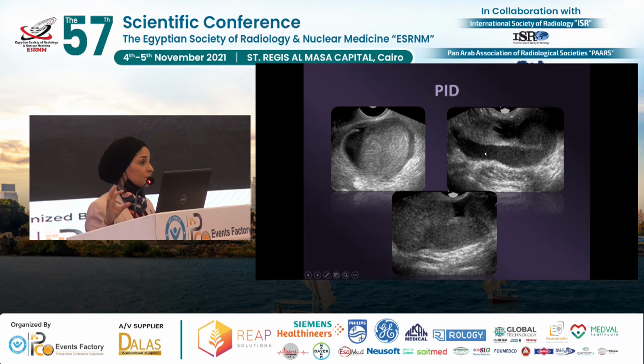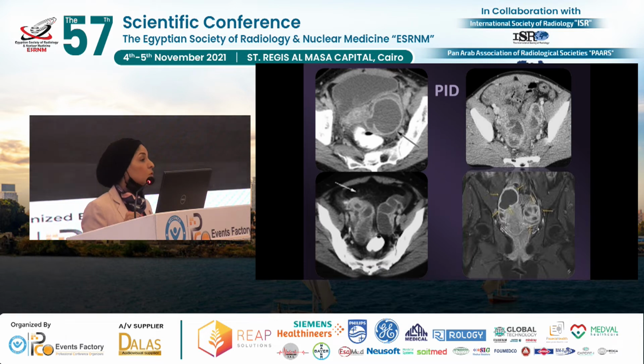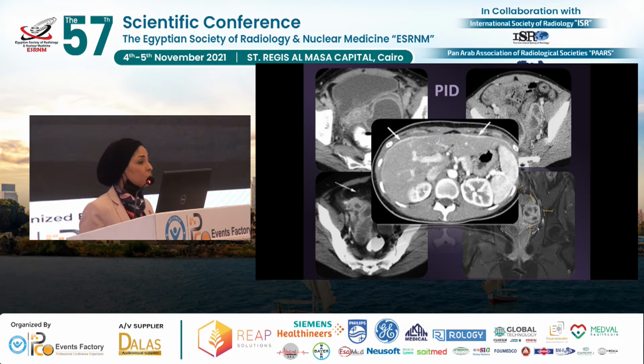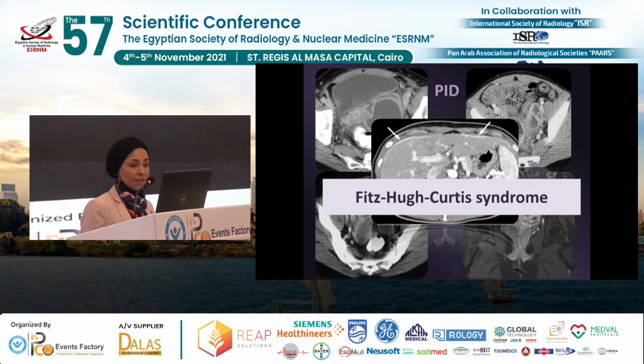Just look at the wall. Of course, you're going to have the setting of the clinical scenario, but look at the wall. It's going to be thick, and if you open up Doppler, it's going to be hyperemic. And this is actually what we use when we do CT or MRI for these cases. You're going to have thick enhancing wall, whether of the tube or the cyst itself, okay? And this is PID. Sometimes your patient might come in not with pelvic pain, but with right hypochondrial pain, because she's going to be complicated by hepatic capsular inflammation that we term Fitz-Hugh-Curtis syndrome, okay?